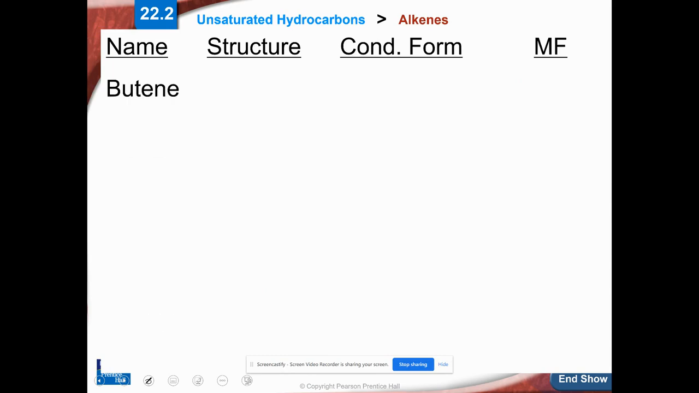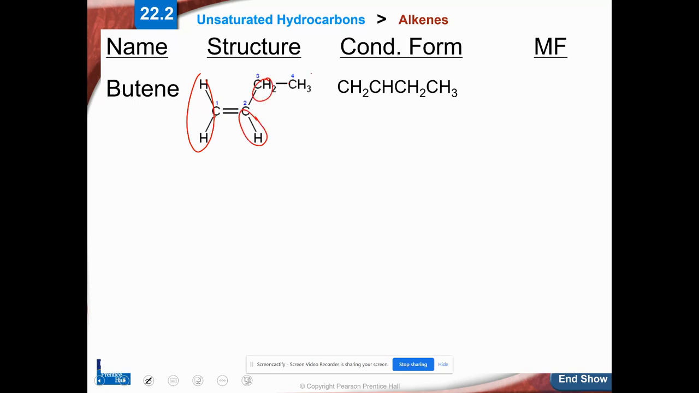All right, so here we have butene. So I have 4 carbons. And now since there's 4 carbons, I can now draw this 1, 2, 3, 4. And so the double bond, right, CH2, and now I have a CH, and then a CH2, and then a CH3.